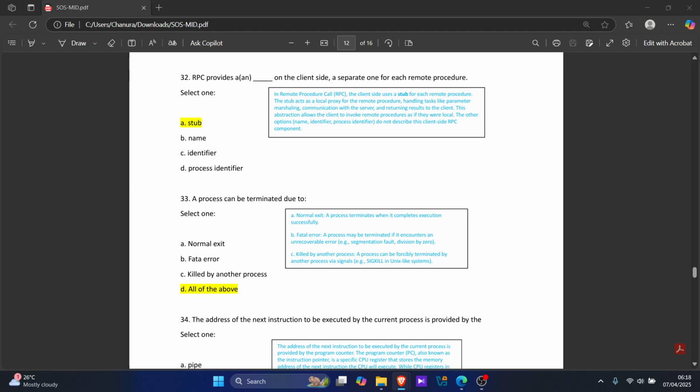The correct answer is A. Stub. In remote procedure call, the client side uses a stub for each remote procedure. The stub serves as a local proxy, handling tasks such as parameter marshalling, communication with the server, and delivering results back to the client. This abstraction allows the client to invoke remote procedures as if they were local, masking the complexities of network communication. Other options like name, identifier, or process identifier do not describe this specific client-side RPC component. Answer: A. Stub.